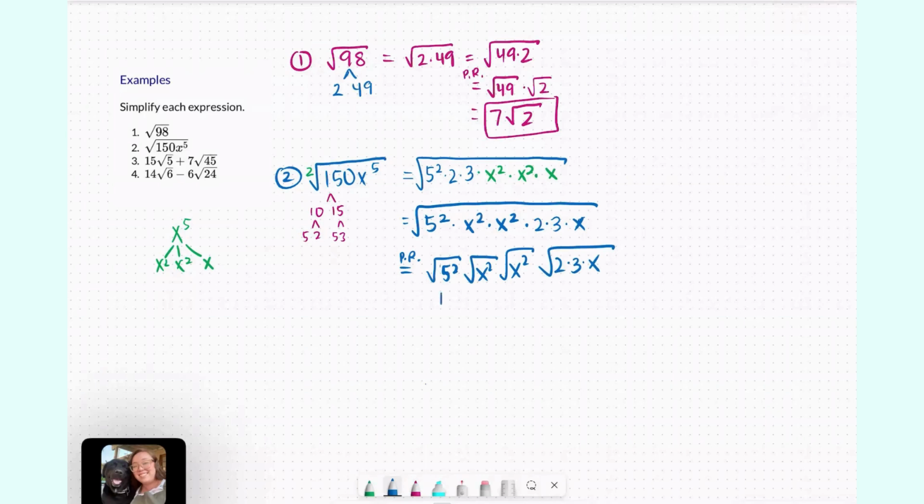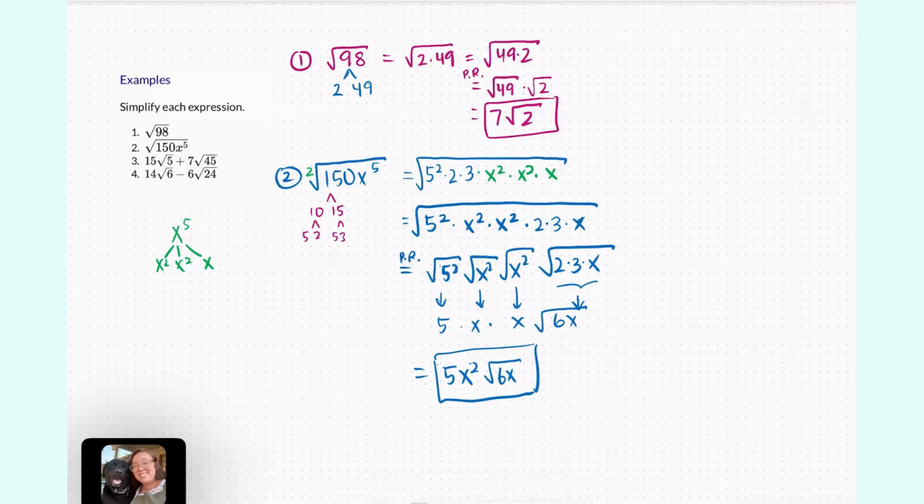So this gives me a 5, this gives me an x multiplying, this gives me an x, and this gives me 6x. This is still under a square root. These three are no longer under a square root, and I'm left with 5x squared square root 6x. Okay. All right, let's go on to another one.